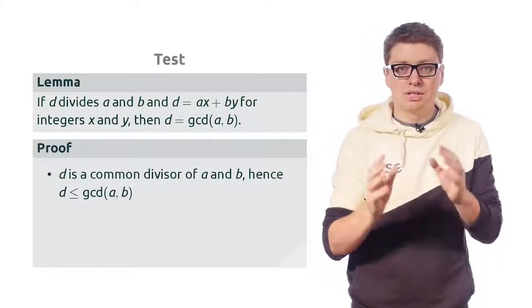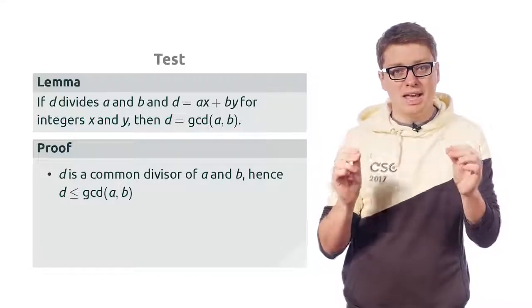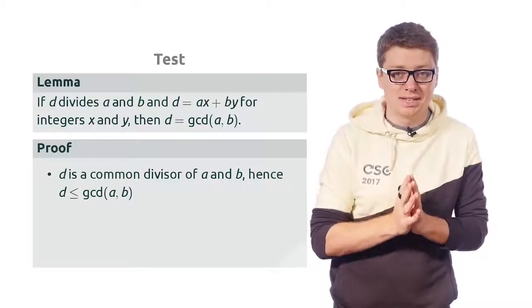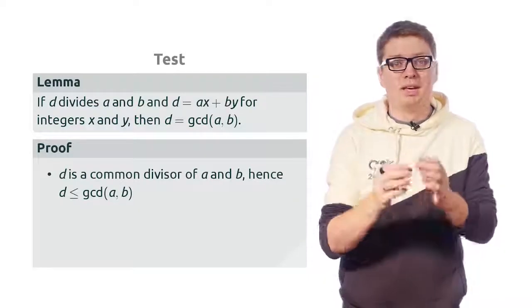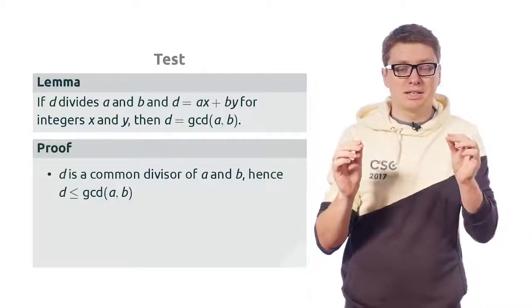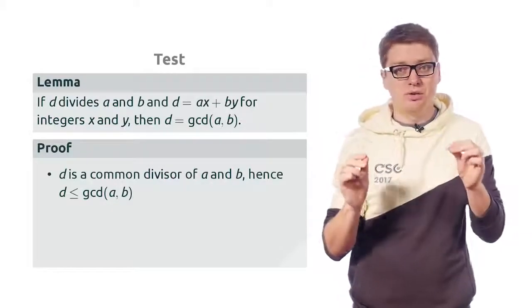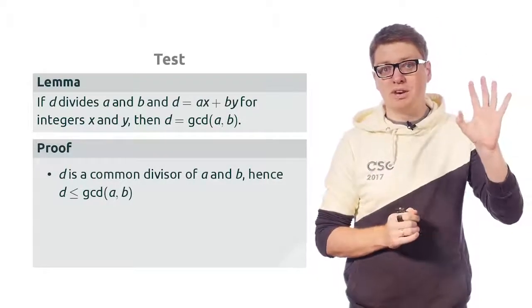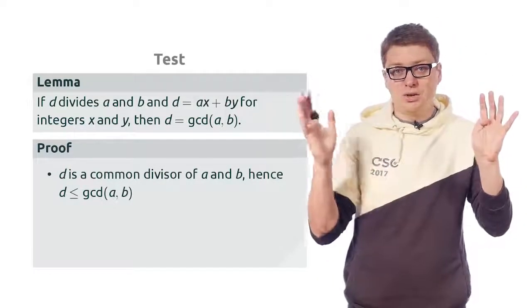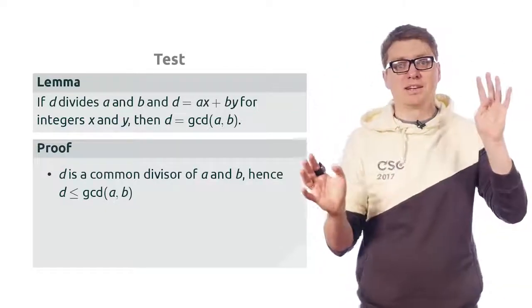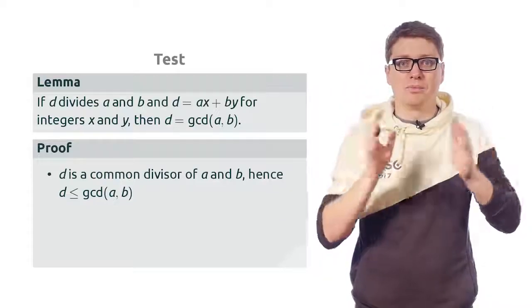First of all, since d divides a and b, it is a common divisor of a and b, and since GCD of a and b is the greatest such common divisor, it implies that d is at most GCD of a and b. Once again, this is just because d is some common divisor of a and b, and GCD of a and b is the greatest common divisor. So some divisor is definitely at most the greatest common divisor.